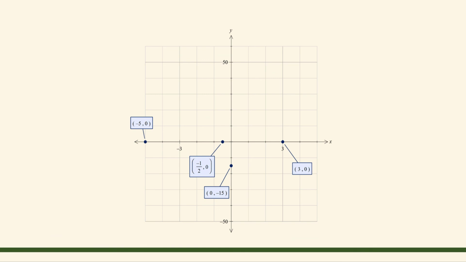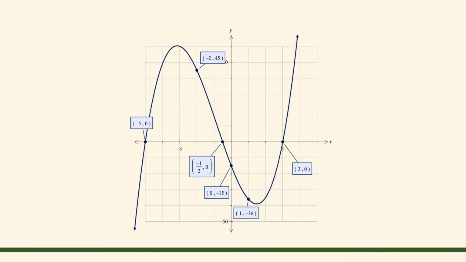We plot 2 more additional points to get an idea of where our graph will go. So let's choose to let x equal negative 2. G of negative 2 is equal to positive 45. And also, g of 1 is equal to negative 36. We know that the graph will behave like y equals 2x cubed.